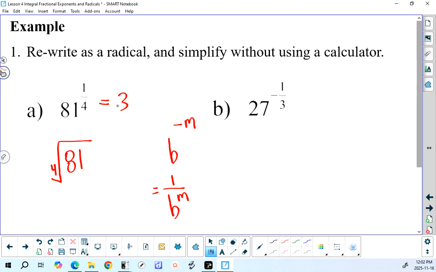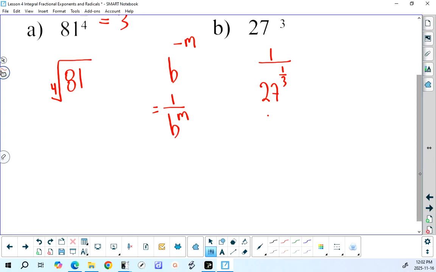Well, that means that 27 raised to the negative 1 over 3 is 1 over 27 raised to the positive 1 over 3, which is equal to 1 over the cube root of 27.